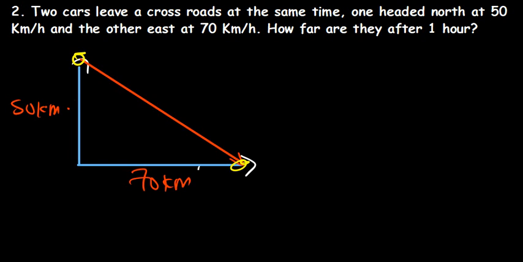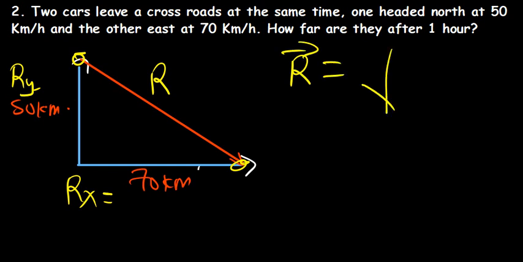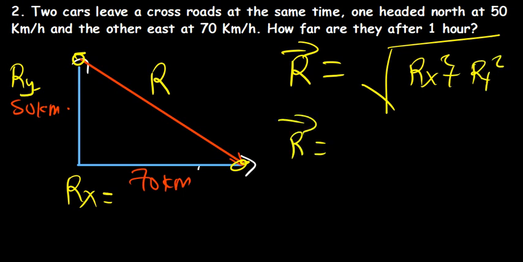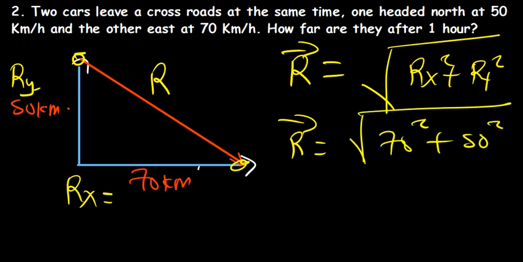How can we find that? Let's denote this as the resultant, more like we're finding the resultant in this case. This is going to be our Rx, and this is going to be our Ry. So to find R, the resultant, R is going to be equal to the square root of Rx squared plus Ry squared. So I'm going to have the x, which is 70 squared, plus 50 squared. Then I put it in the square root.